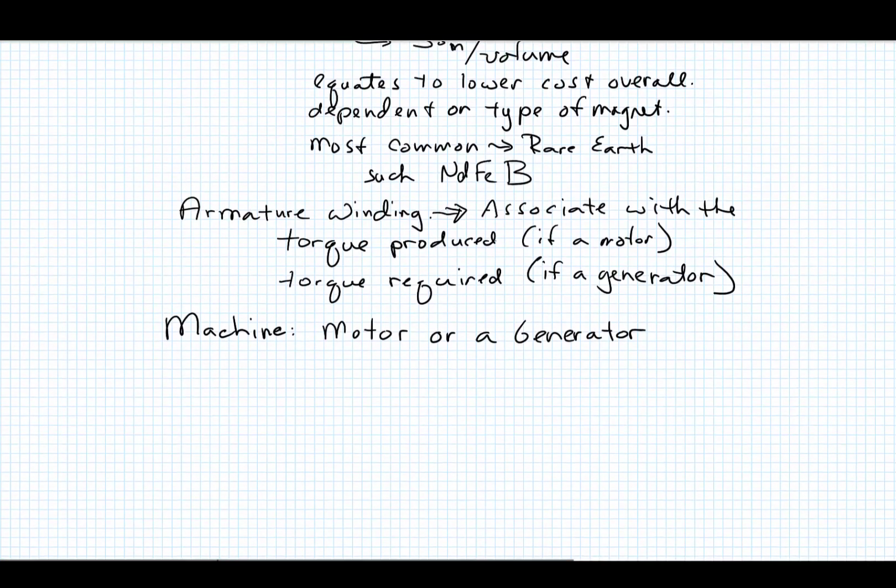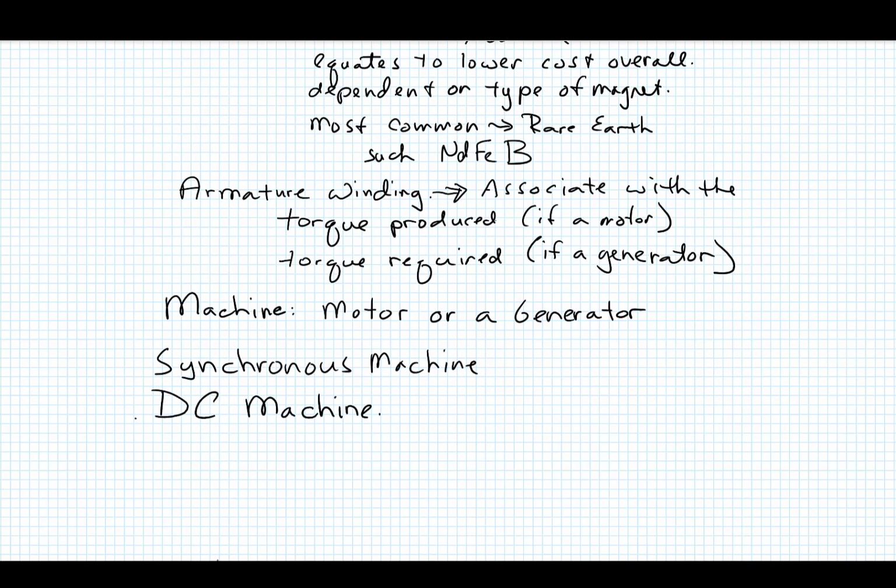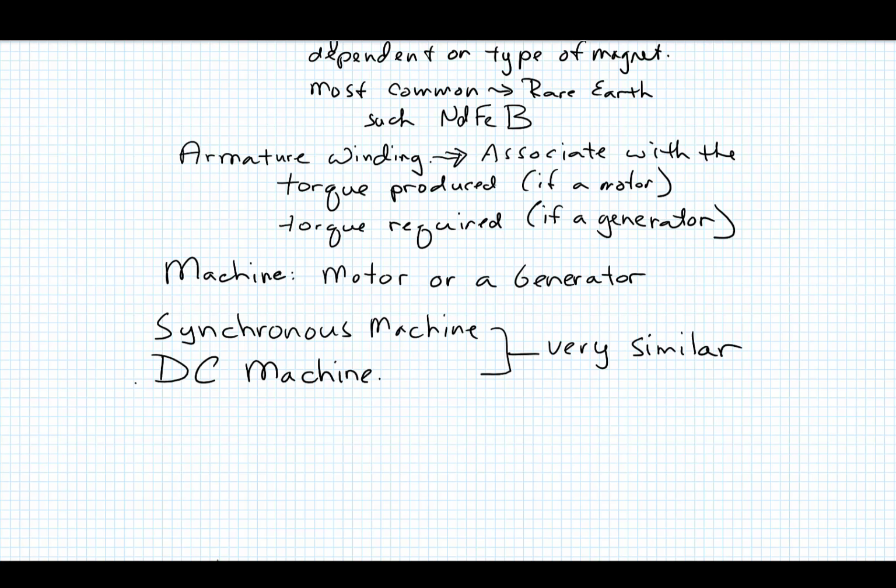Now, the second type of machine that we are going to talk about in this class is a DC machine. So far we have a synchronous machine and we have a DC machine. Now these two machines are very similar, as you'll see very soon here, but there are some distinct differences between them that I'm going to point out and that you should pay attention to. The third type of machine that we're going to talk about is, in general, called an asynchronous machine.